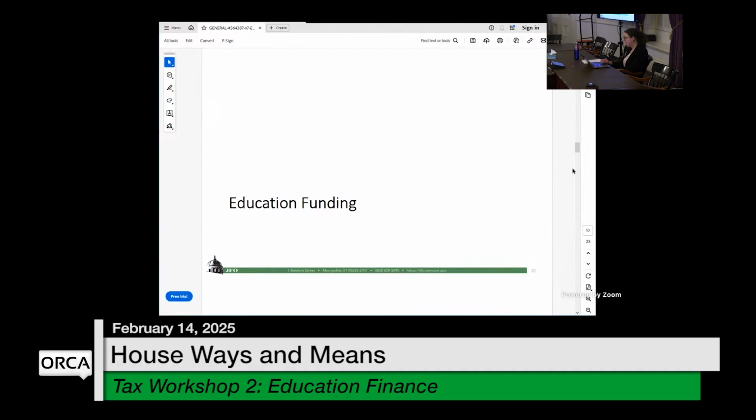So I know I'm moving fast, but I want to make sure to save time for questions. So that's a high-level overview of education expenditures coming out of the statewide ed fund. So moving into education funding.